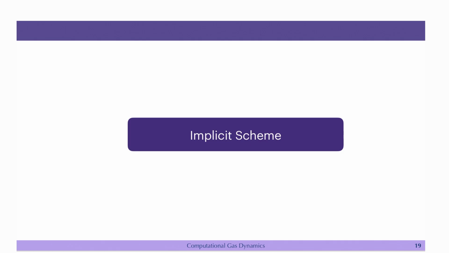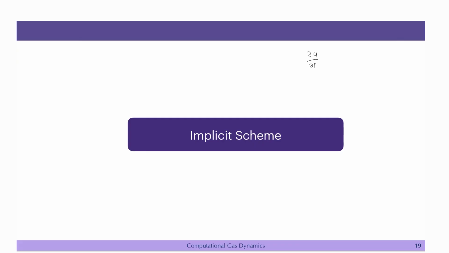Hello everyone, welcome back. In the last class we looked at some explicit schemes to solve the convection diffusion, linear and nonlinear problems. What I mean by explicit is that we had something on the left hand side and something on the right hand side.